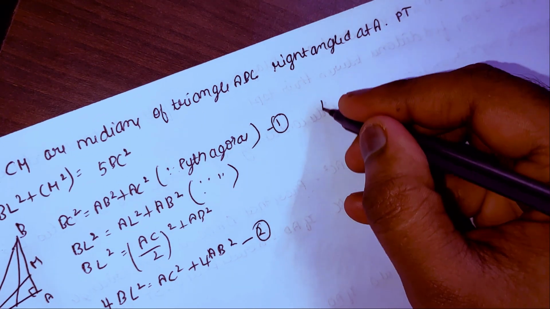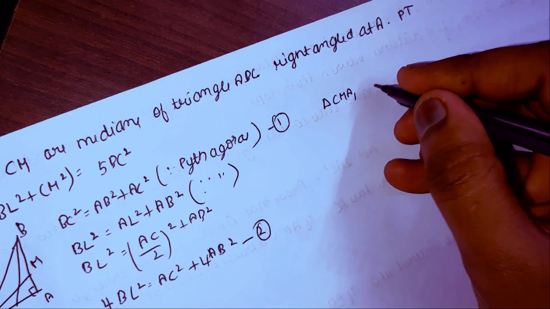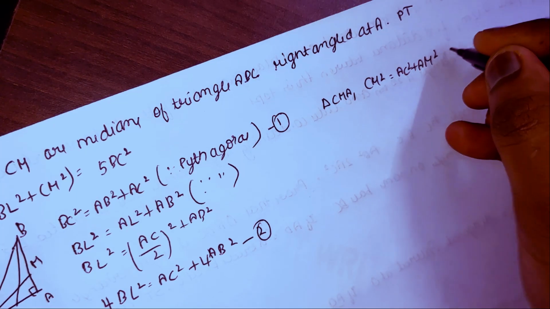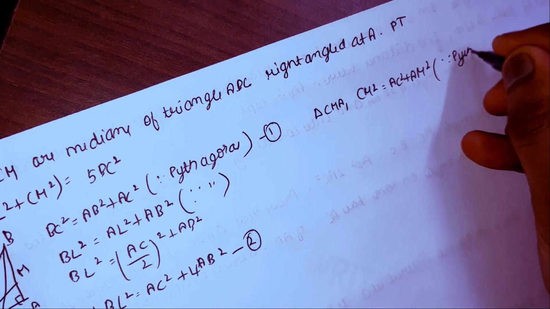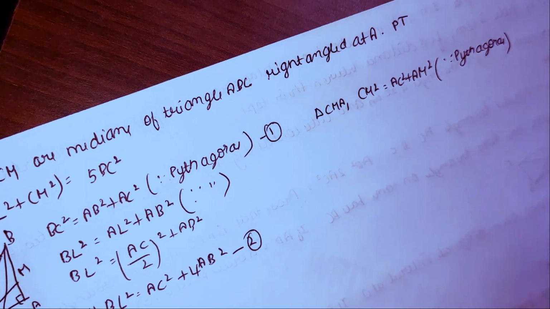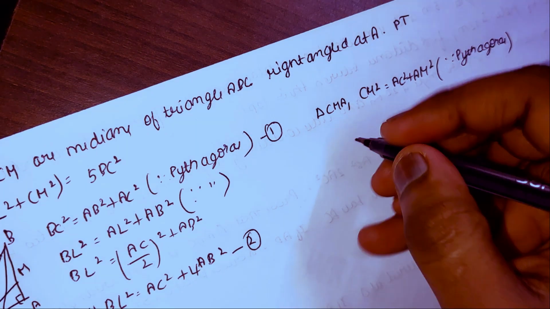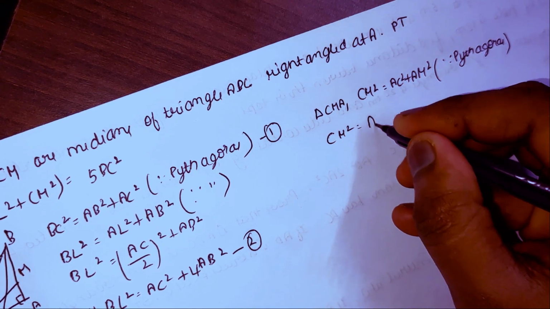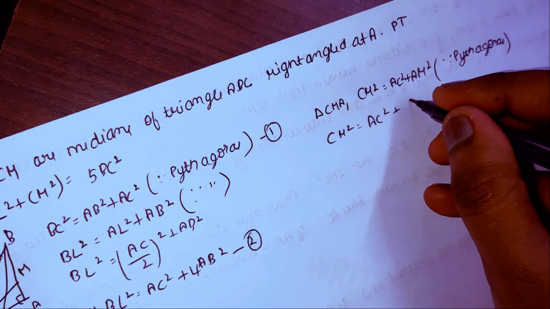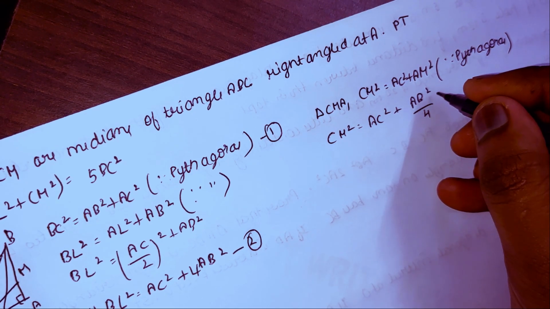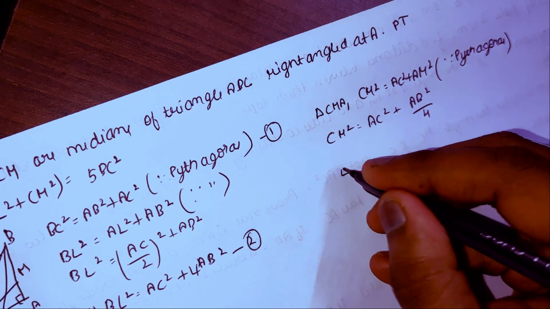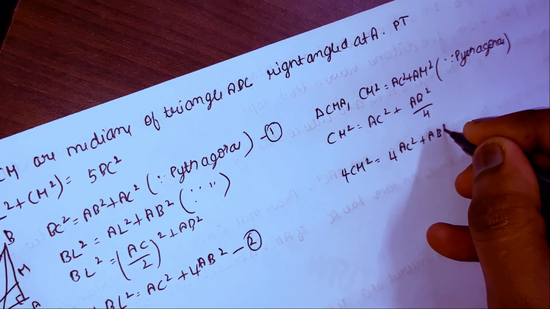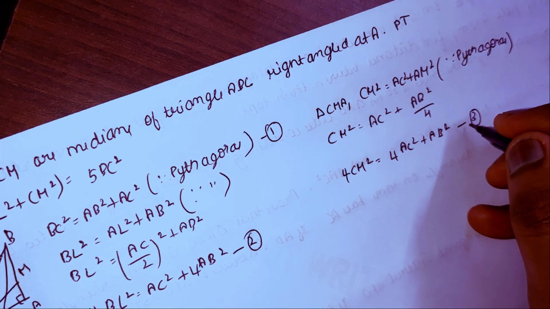Now from triangle CMA, CM square is equal to AC square plus AM square. This is by Pythagoras theorem. Substitute instead of AM, AB by 2. CM square is equal to AC square plus AB square by 4. We will get 4CM square is equal to 4AC square plus AB square. Consider this as the third equation.